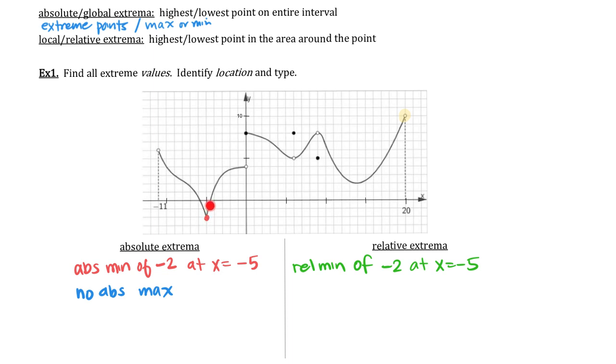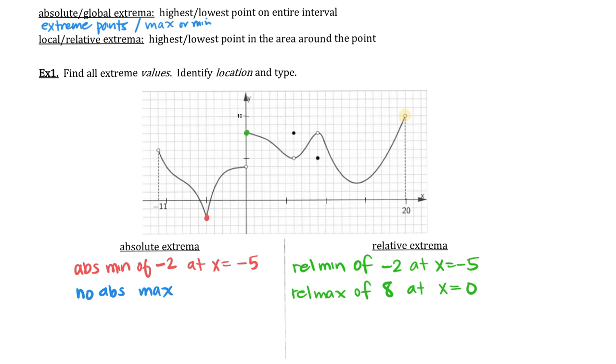Okay, let's continue here. This looks like it's high, but it's an open circle, so it doesn't count. Let's go up to this point up here. This is a defined value. Does it look like it's higher or lower than the points to the left and right of it? Well, it's definitely higher than the points on the right. It's also higher than the points on the left, so that is considered a relative maximum. The value of that point, the y value, is 8, and that occurs at x equals 0.